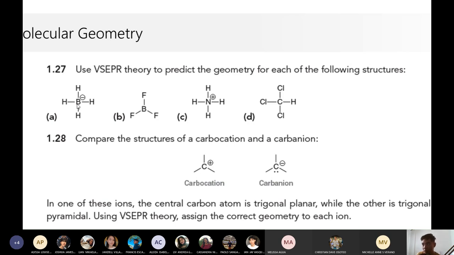So let's check this one. BH4-. Boron, apat na hydrogens, negative sign. Ibig sabihin nun, yung formal charge kay boron ay negative, no? Okay. So hindi yan lone pair, ha? Formal charge yan. So ano kaya hybridization ng boron? So ano yung steric number niya? Ilan yung atoms na nakapaligid sa kanya? Apat. So, the steric number is 4. So, that means this is sp3 hybridized. So, since this is sp3 hybridized, ito ay tetrahedral in geometry. Okay?